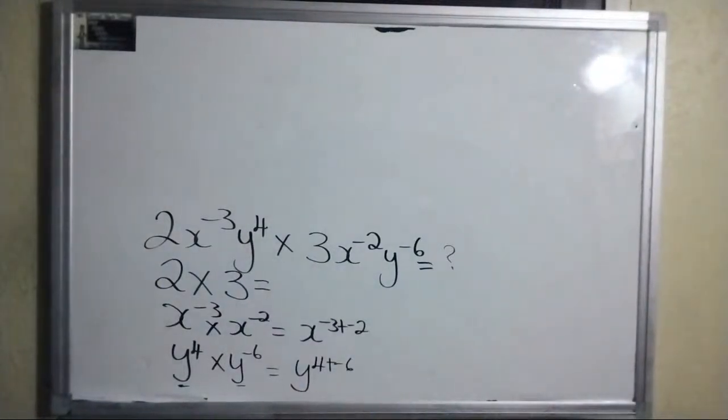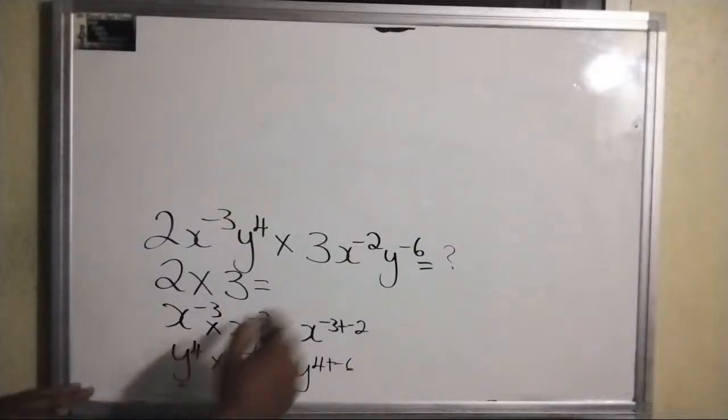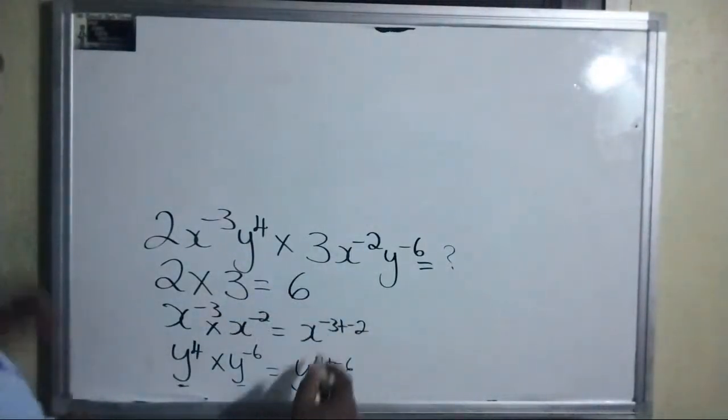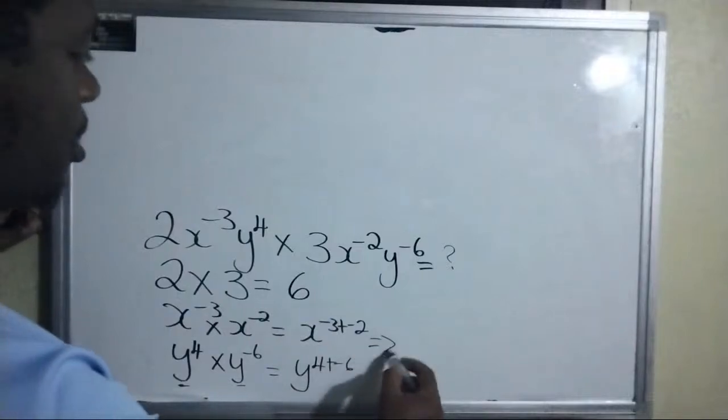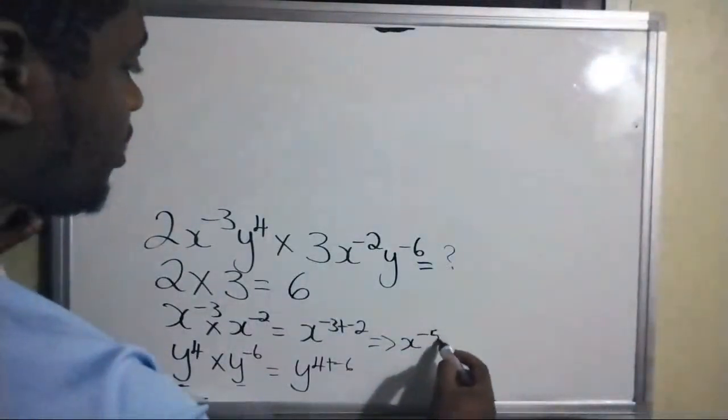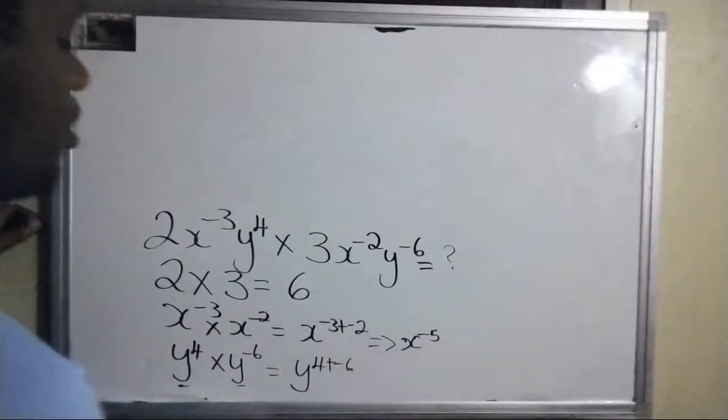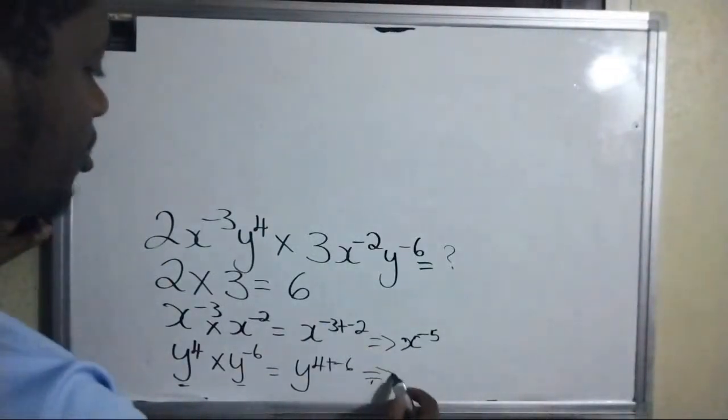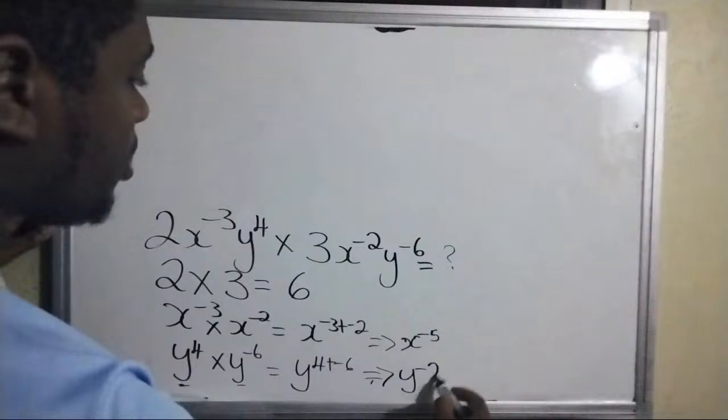And then she does the maths and brings them all together. So I'm going to steal it. 2 threes are 6. This will give us x to the minus 5, since both of them are negative, we add them. And similarly, this will give us y to the minus 2.